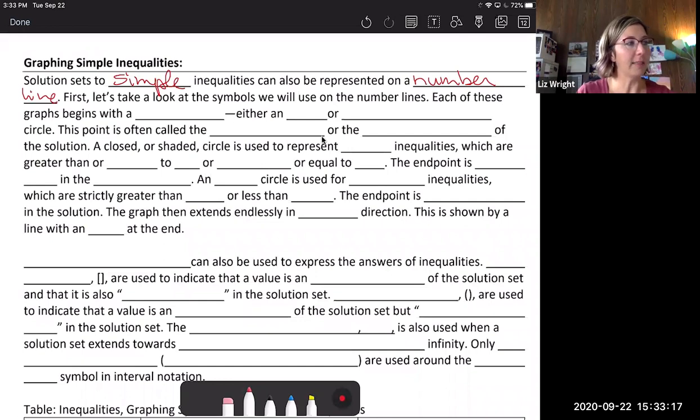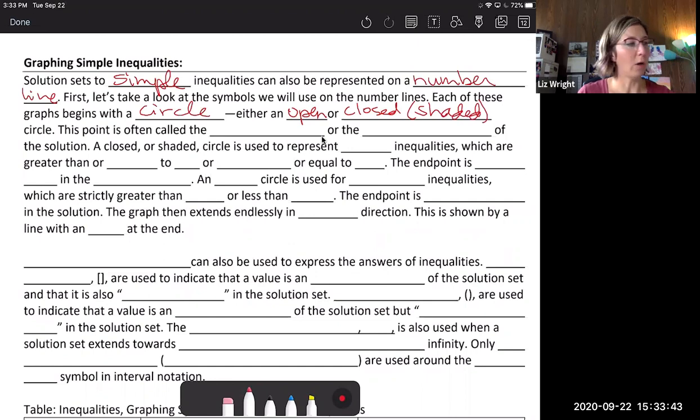First, let's take a look at the symbols we will use on the number lines. Each of these graphs begins with a circle. It's either going to be an open or a closed circle, which is going to be shaded in.